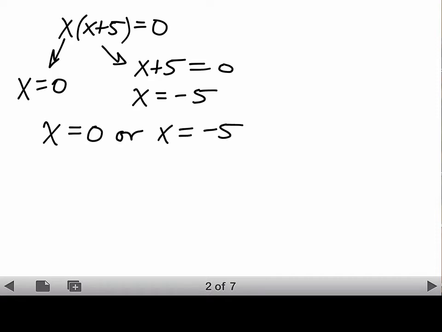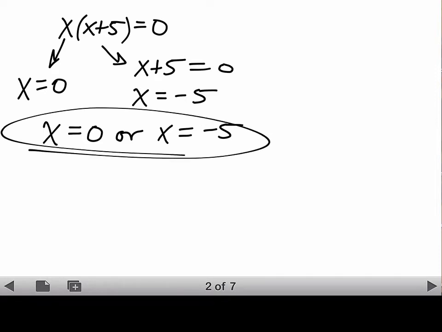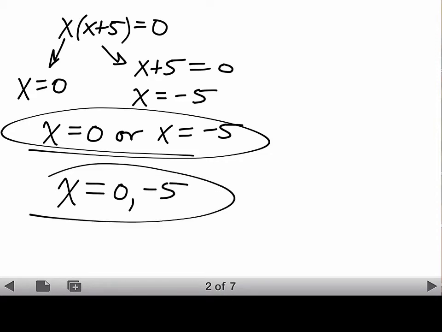You wouldn't say and, because x can't be both 0 and negative 5 at the same time. That's one way you could write the solution. The other way you could write it would be to say x is equal to 0, comma, negative 5, and in that case the or is implied. You wouldn't have to write down both of these, but one of them should be present in your solution.